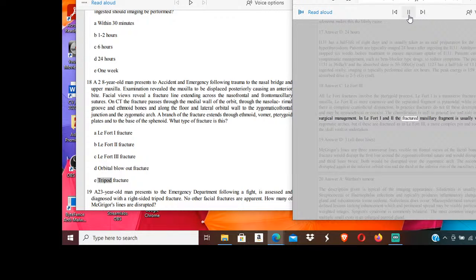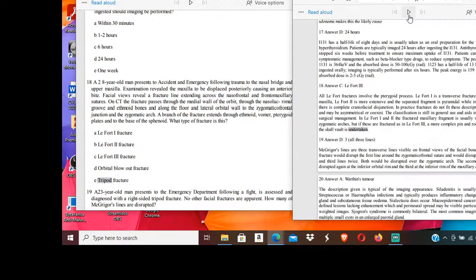In Le Fort I and II the fractured maxillary fragment is usually wired to the zygomatic arches, but if these are fractured as in Le Fort III, a more complex pin and rod fixation to the skull vault is undertaken.